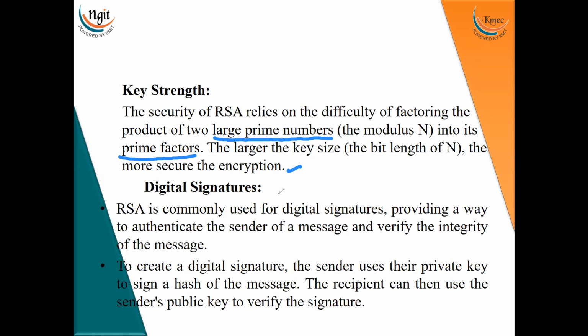What is meant by a digital signature? The RSA algorithm is mainly used for digital signatures, which provide a way to authenticate the sender of a message and verify the integrity of the message. To create a digital signature, the sender uses a private key to sign a hash of the message. The recipient can then use the sender's public key to verify the signature of the message.